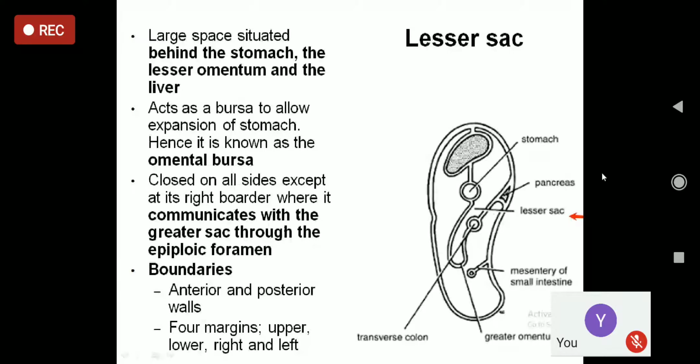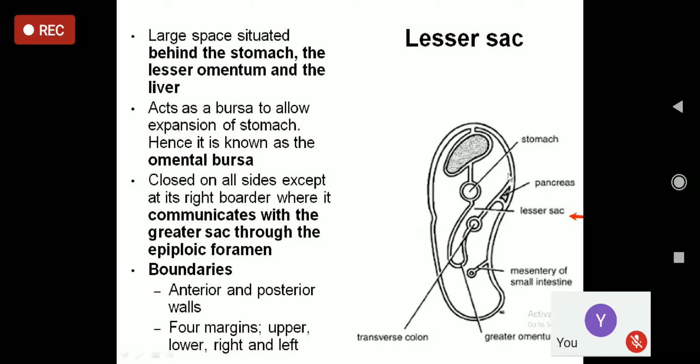Omentum in relation to the stomach, and closed on all sides except at its right border where it communicates with the greater sac through the epiploic foramen. So I'll show you later. Just below the liver, there is the epiploic foramen. And what are the boundaries of the lesser sac? Here we can see the lesser sac. So it has the anterior and the posterior wall: the anterior wall on the anterior aspect and the posterior wall on the posterior aspect of the lesser sac.